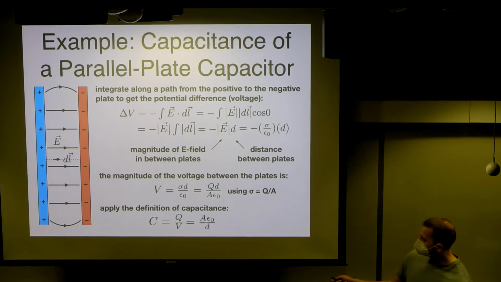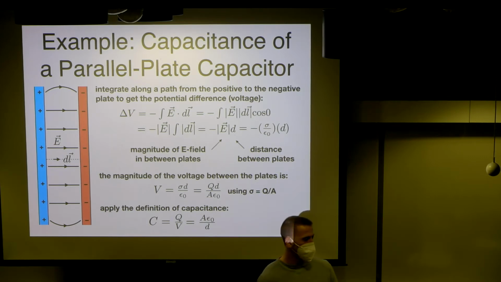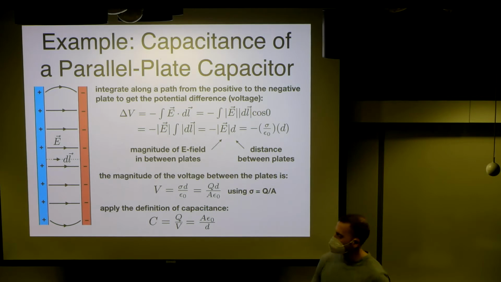Notice it just depends on basically two things. The area of the plates, so the bigger the area, the more the capacitance will be, and the distance. Okay, it's inversely proportional to the distance. Epsilon naught, by the way, is just a constant. So the only features of the plates that matter are area and distance.